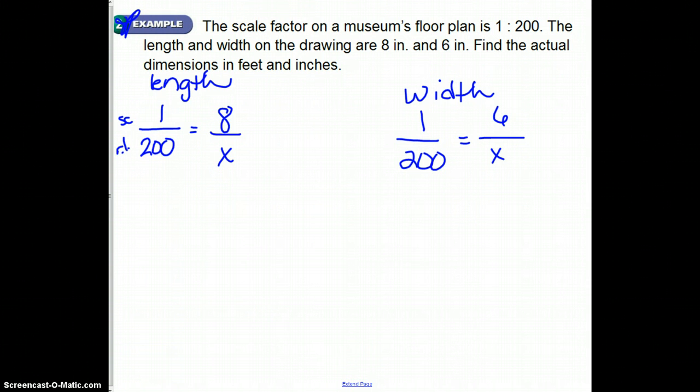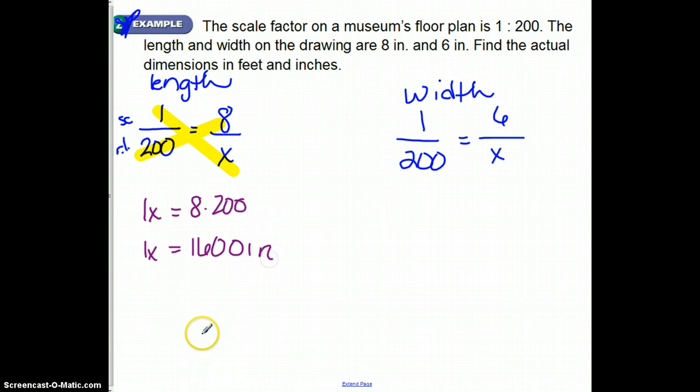So first of all, if I was going to go through and solve this, our typical cross multiplying. So 1x equals 8 times 200. So 1x equals 1600, which is fine, but that's 1600 inches. So if I really want to figure out what this is, if I divided it by 12 inches, it would give me feet. So this gives me 133.3 feet. So as a fraction, it would be 133 1/3 feet.